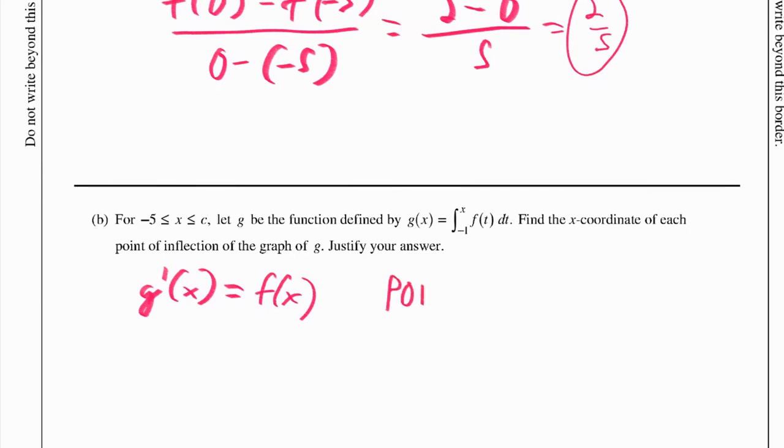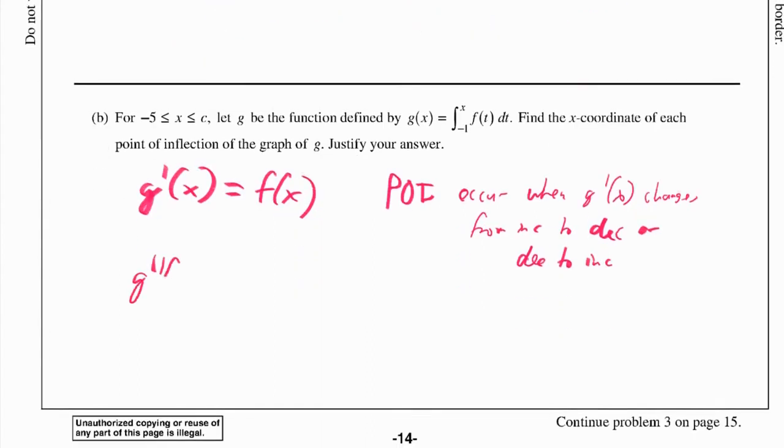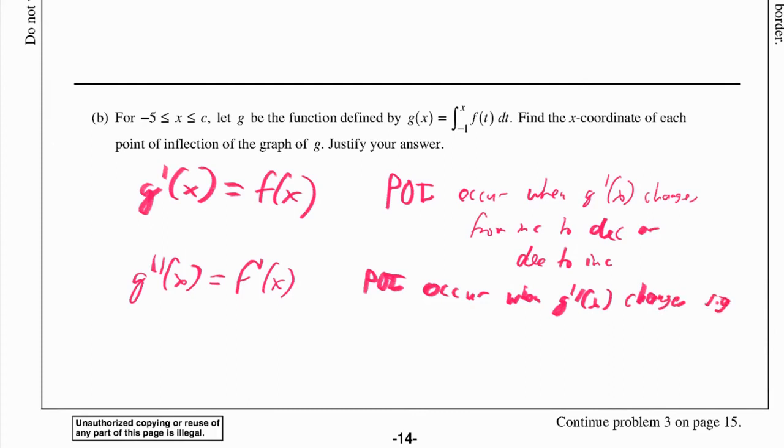Second, we need to know that points of inflection occur when g prime of x changes from increasing to decreasing or decreasing to increasing. Because g double prime of x would be equal to f prime of x. And those are where points of inflection occur, when g double prime of x changes sign.